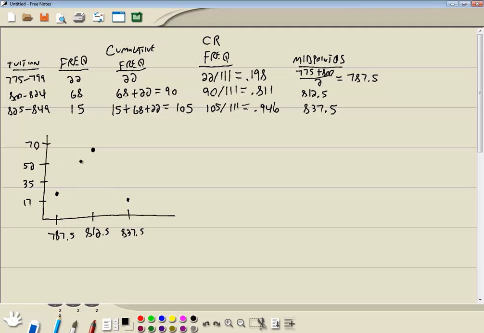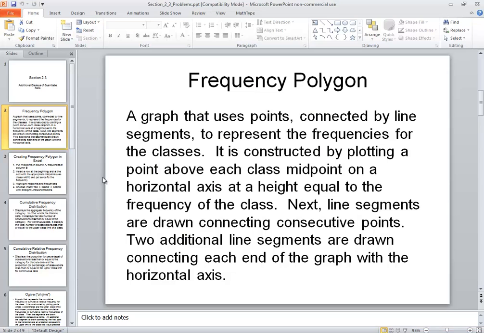I think you'll find that you'll be able to look at it and easily see it. You don't have to really look at that much detail. Let's see what else it says. Next, line segments are drawn connecting.